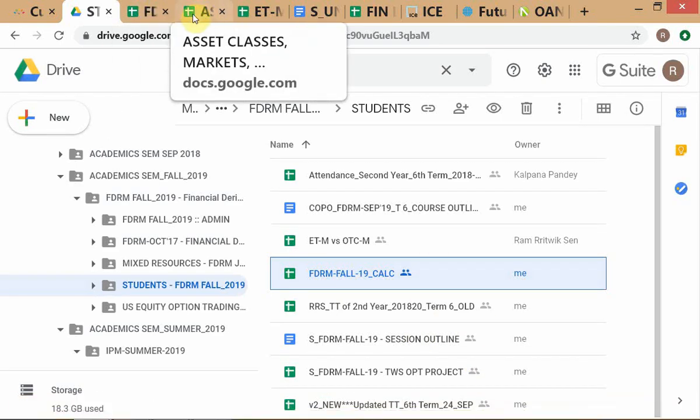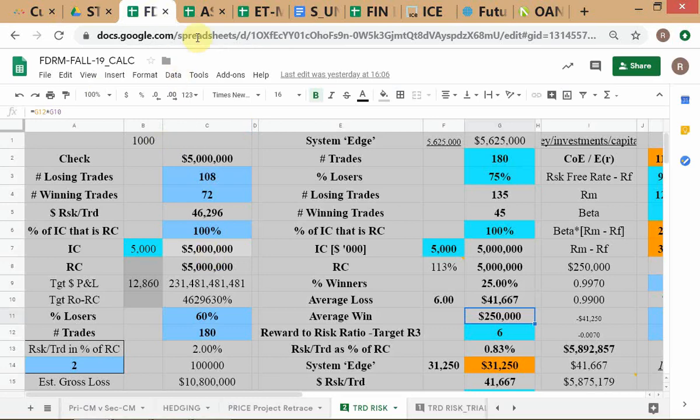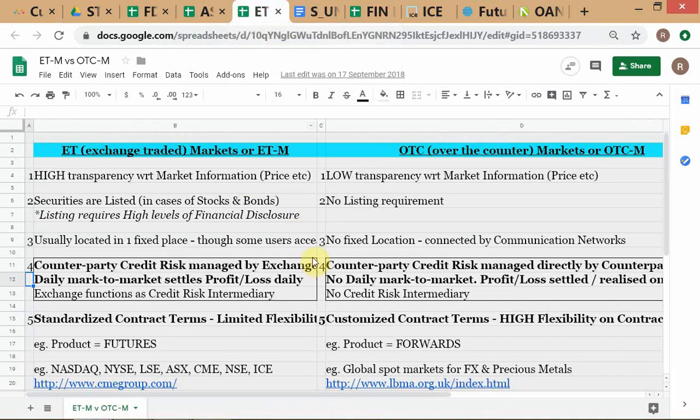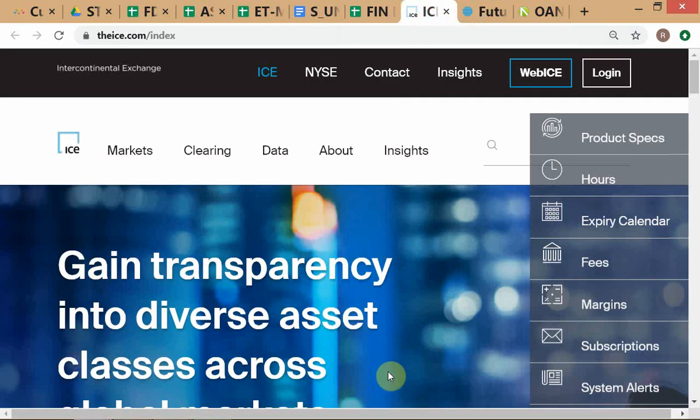All right, so where are we? Is this the first? Is this clear? Now let's look at the corresponding situation in the case of an exchange. What are exchanges? These are some of the exchanges. CME Group. I don't know why this page is not loading. ICE is an exchange, Intercontinental Exchange. They have changed their name to ICE. All right, so these are all examples of exchanges.